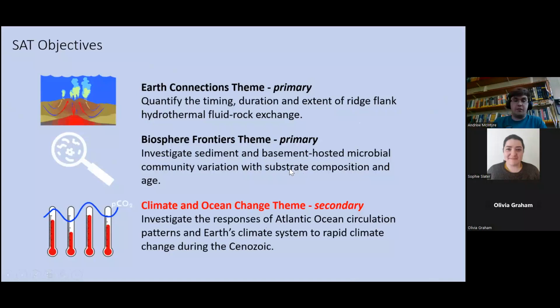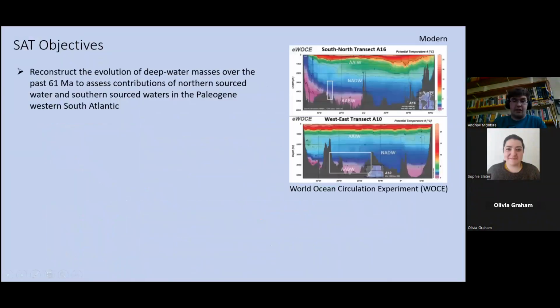A second objective was the biosphere, so capturing and characterizing the communities of microbes within both the sediment and the basement, and particularly that interface between the sediment and basement. And then we had the paleoclimate objectives, which I'll talk a little bit more about as this audience is more targeted towards that. And they were very nicely aligned to my personal research objectives.